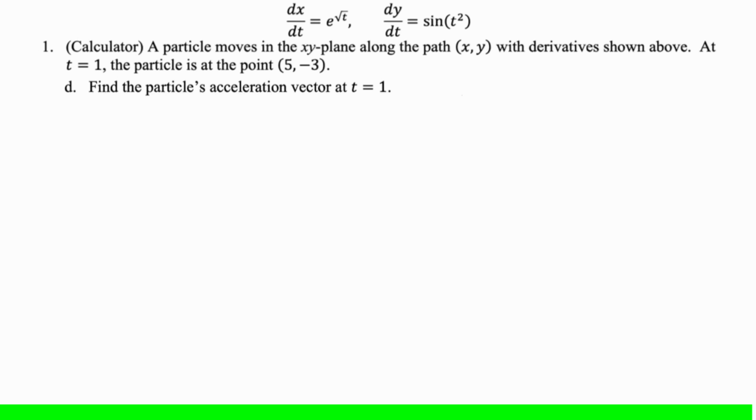Find the particle's acceleration vector at t equals 1. So it's important that we write down the work, and then we're just going to use a calculator. So the acceleration vector at 1 is going to be x double prime of 1, comma y double prime of 1, or you might write d squared x over dt squared, comma d squared y over dt squared, such that t equals 1. Whatever you want to do, I'm going to pop over to the calculator, get the values, and then I'll come back and write them.